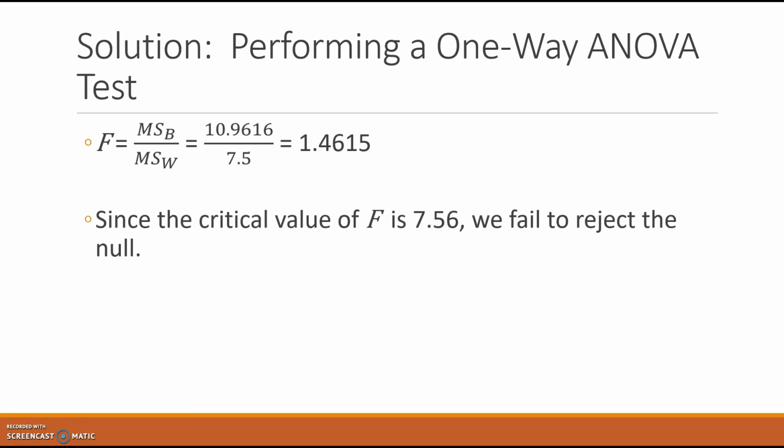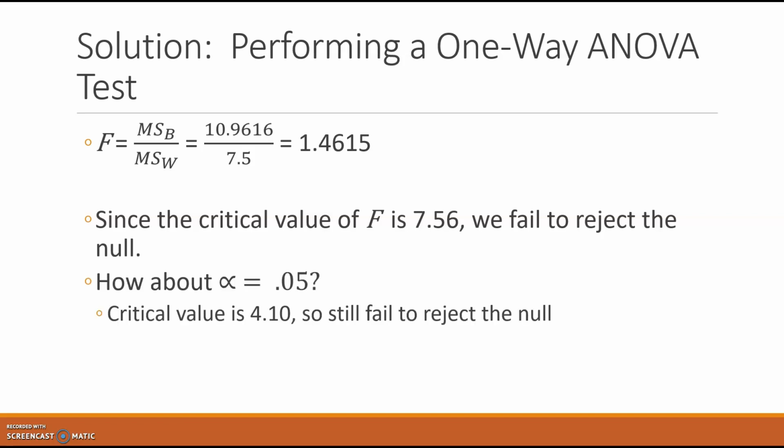Since the critical value of F is 7.56, we fail to reject the null. There is actually no significant difference between those groups. How about if you say, well, 0.01 is kind of tricky. Let's do 0.05. That ain't going to help you either. There's really no significant difference between these different medications.